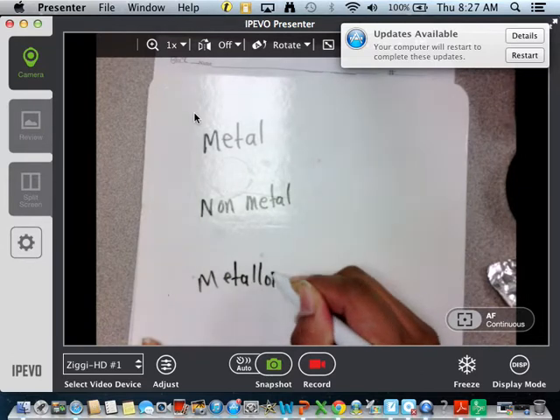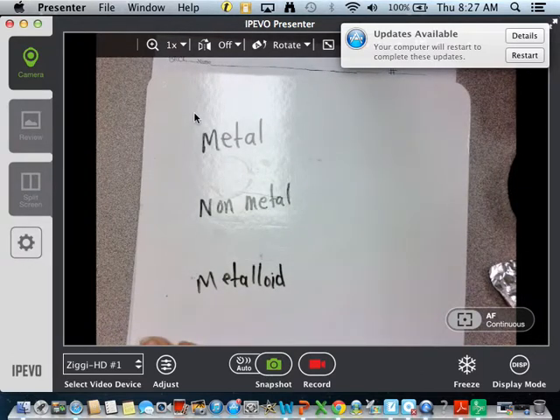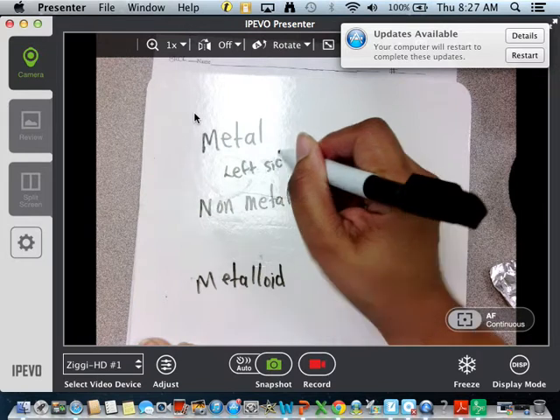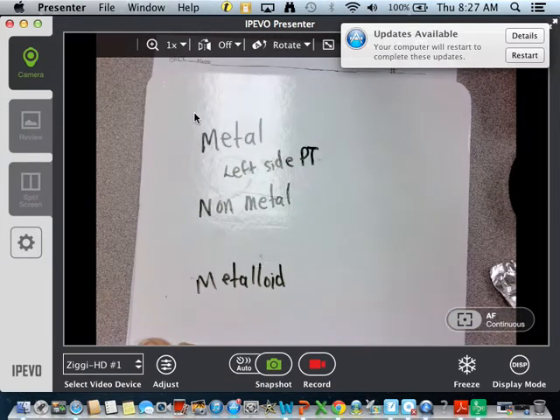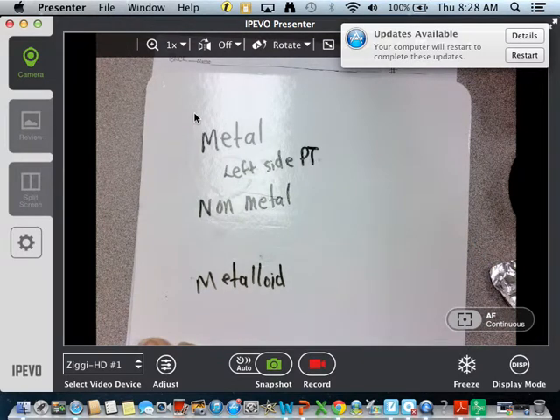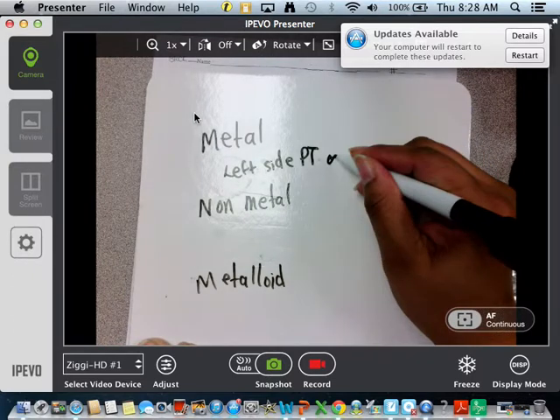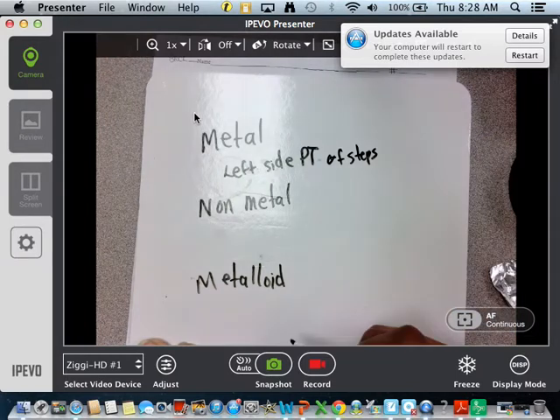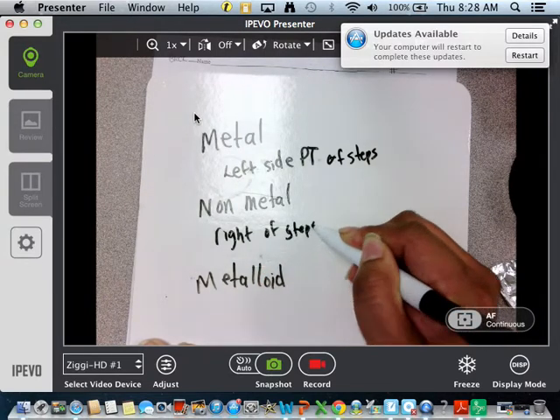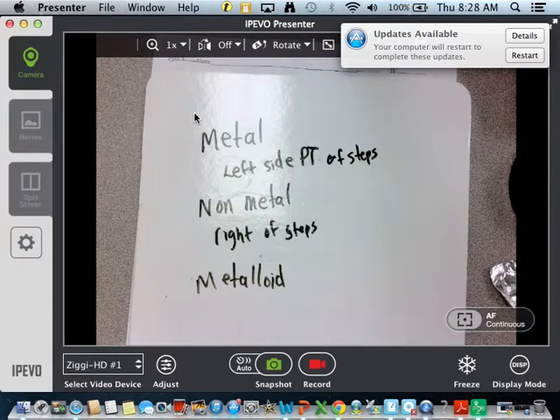From your notes, where are metals located on the periodic table? On the left side. And I'm just going to put PT for periodic table. Where are non-metals located? On the left side of what, though? Because there has to be something on the periodic table that tells us the left. Of the steps. And where are non-metals located? On the right side of the steps. And what about metalloids? Along the steps.